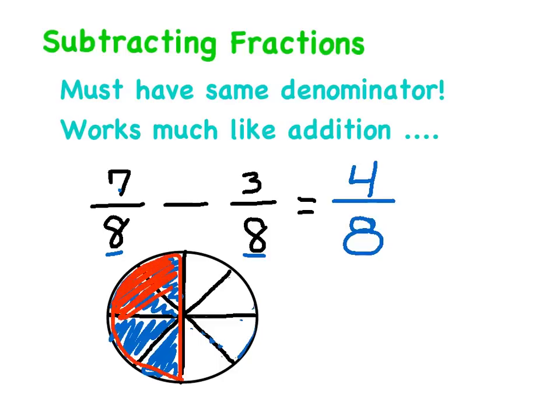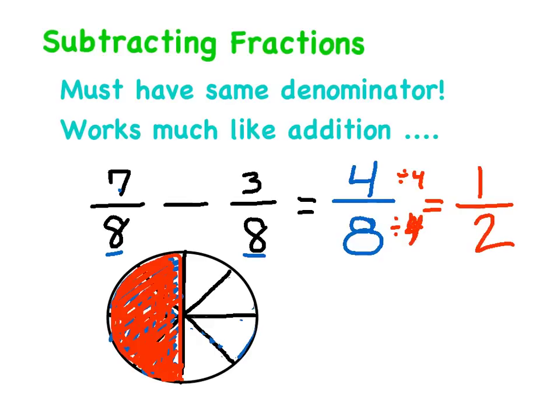But we can't just leave it written as 4/8 because it can be simplified. Both 4 and 8 are divisible by 4. So 4 divided by 4 reduces down to 1. And then if I divide the denominator by the same amount, make that a 4, I would get 1/2. Well, if I look at my model, what I've shaded in red, doesn't that kind of make sense? That I have 1/2 of the pie shaded.